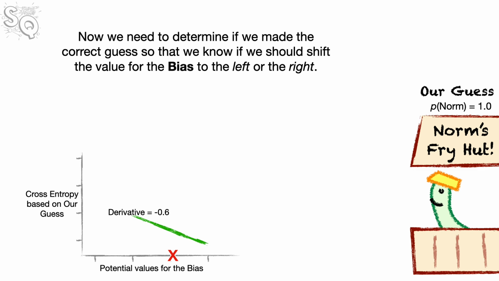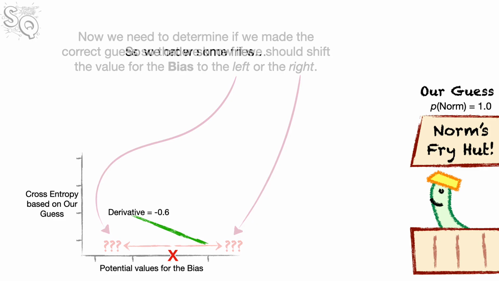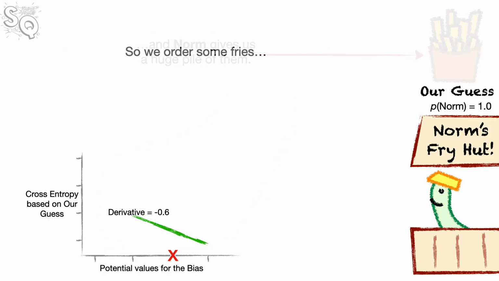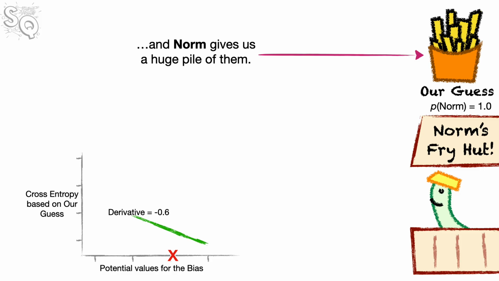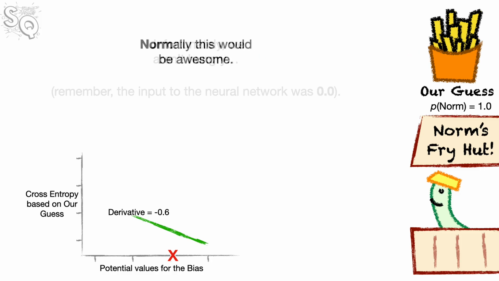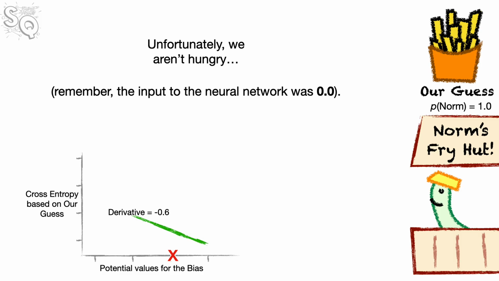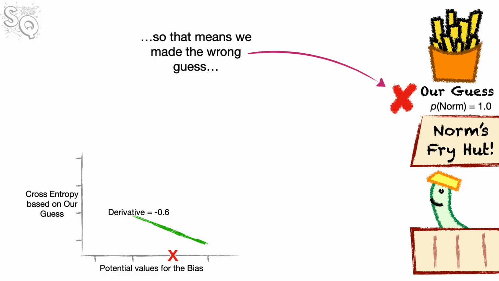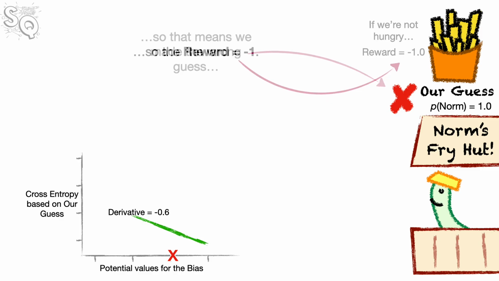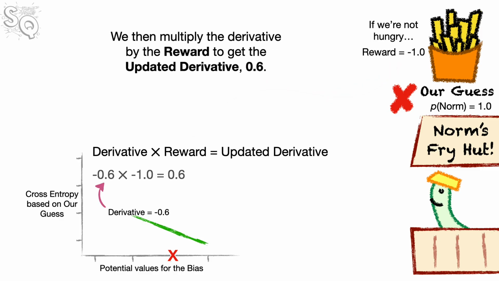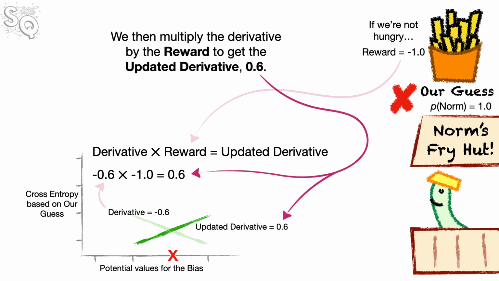Now we need to determine if we made the correct guess so that we know if we should shift the value for the bias to the left or the right. So we order some fries. And Norm gives us a huge pile of them. Normally, this would be awesome. Unfortunately, we aren't hungry. So that means we made the wrong guess. And the reward equals -1. We then multiply the derivative by the reward to get the updated derivative, 0.6.